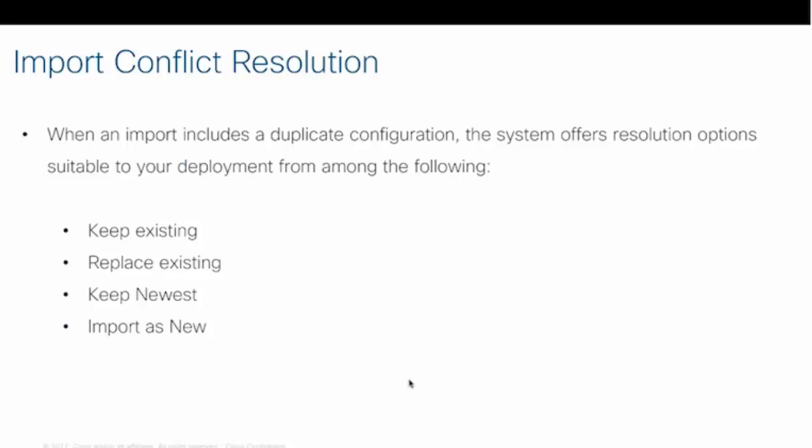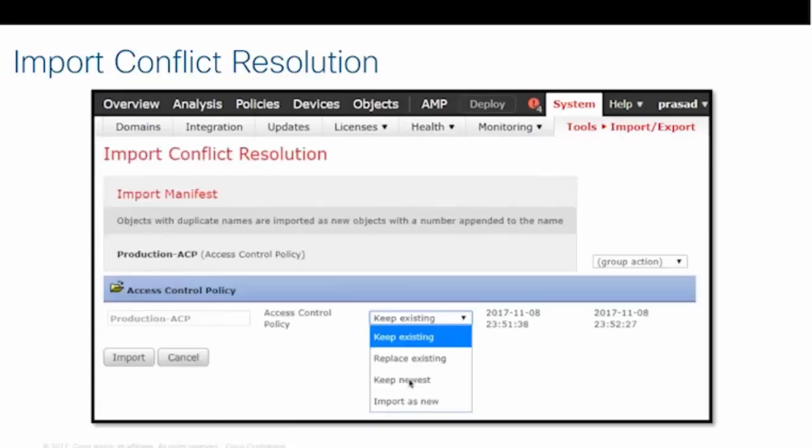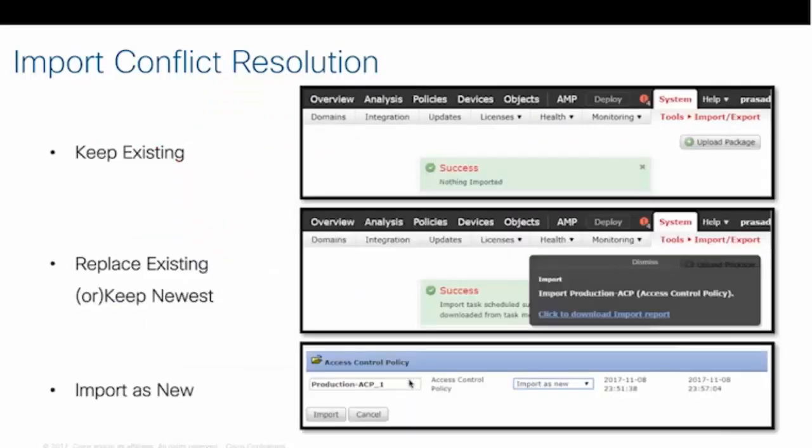For importing policies, the import conflict resolution page will present us with these options: keep existing, replace existing, keep newest, or import as new. As you can see in the screenshot, this page will be presented to us by the conflict resolution, and we can choose any of these four options. If we choose the keep existing option, you can see a notification showing that nothing is imported. This is because the system chose to keep the original policy on the system that was conflicting with the policy we are trying to import, and it will not import that policy.